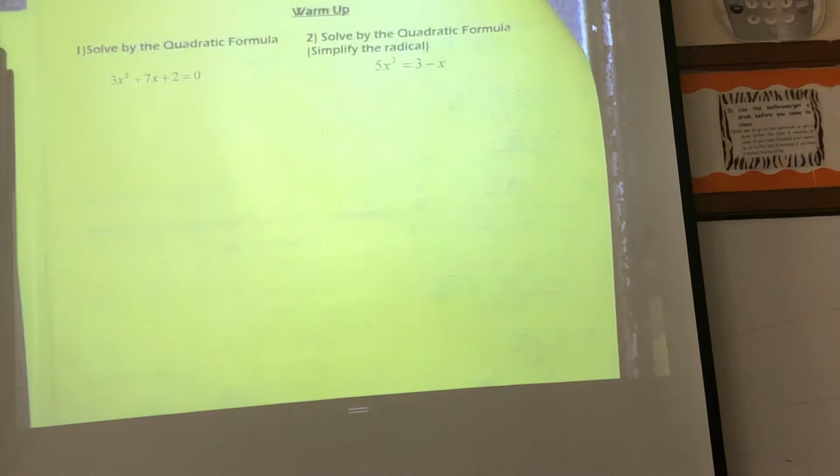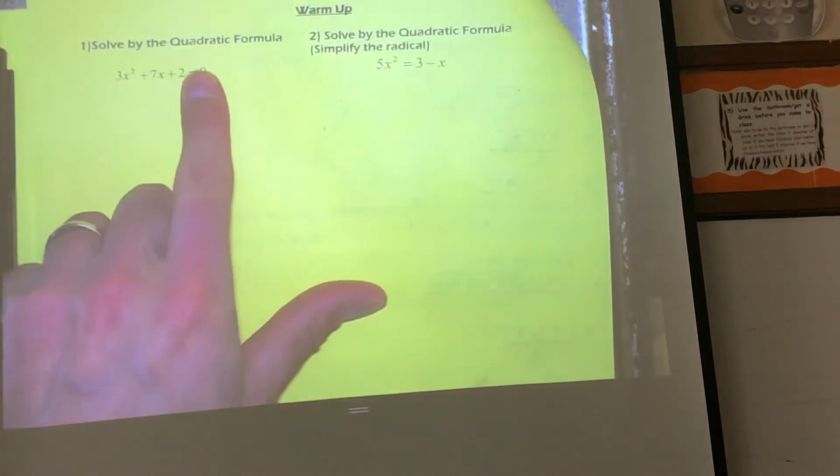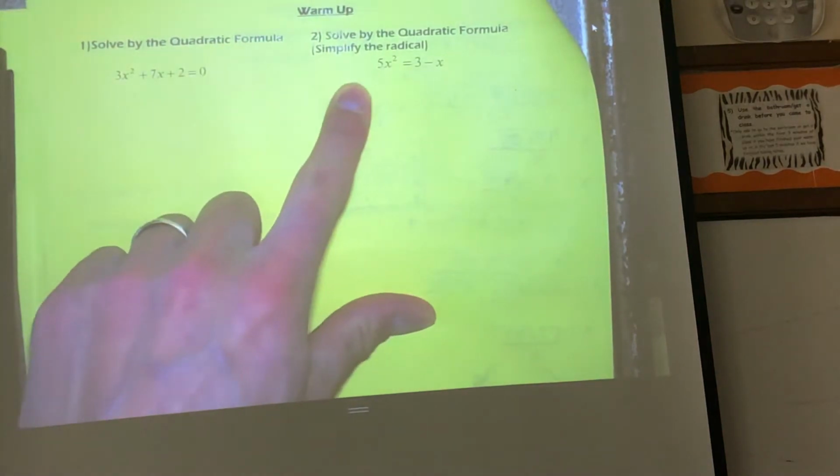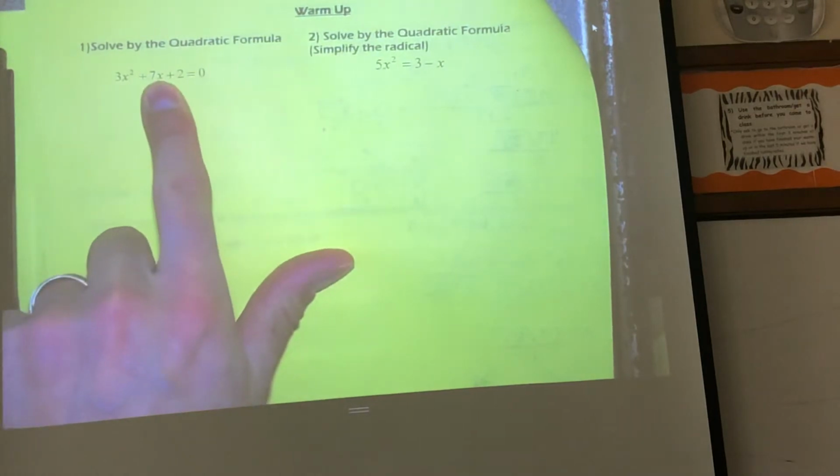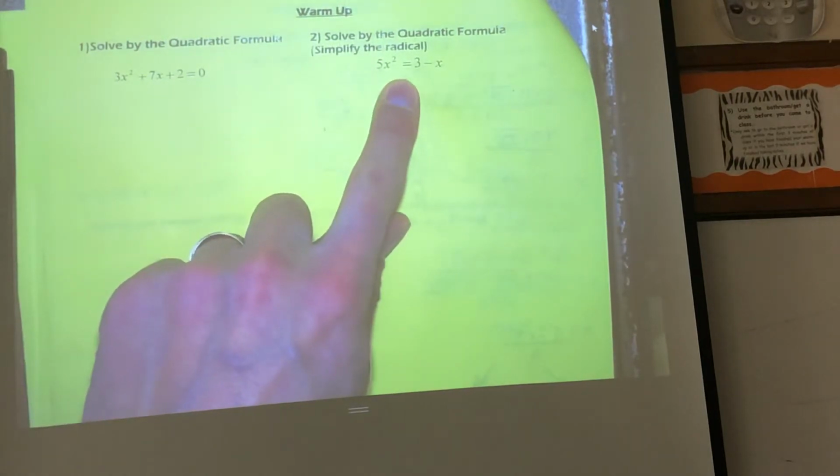These two questions you will be doing on your own. It says solve by the quadratic formula for both of them. These roots should be rational. These ones you're going to have to simplify the radical.